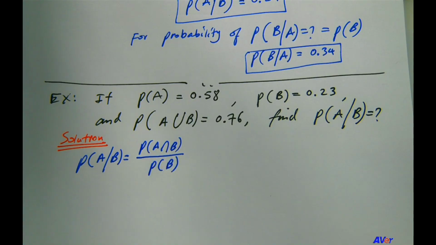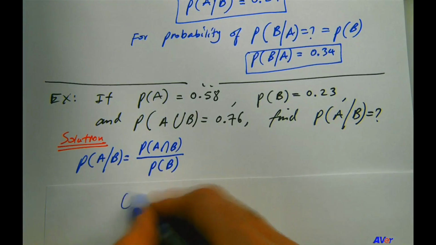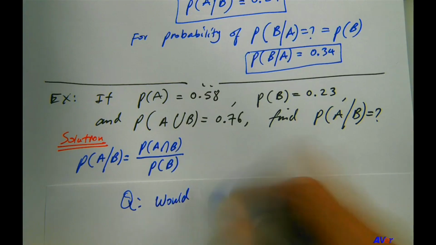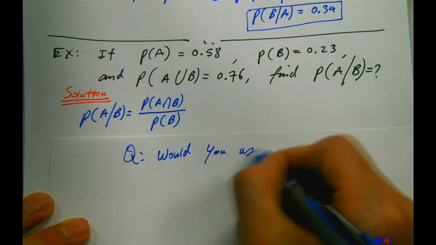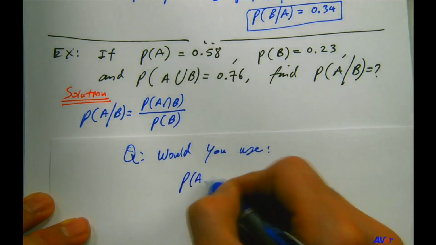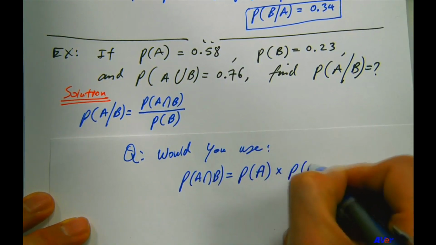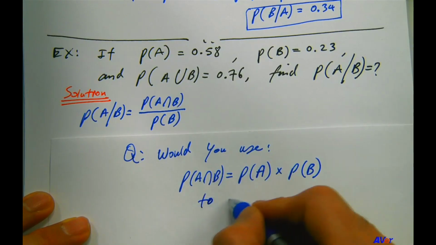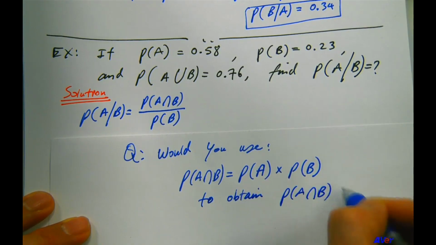Let me use a scratch paper here just to make a point. Let me ask you this as you watch this video. Question for you is, would you use probability of A intersection B is equal to probability of A times probability of B? Would you use this formula to obtain probability of A intersection B? Would you do that?